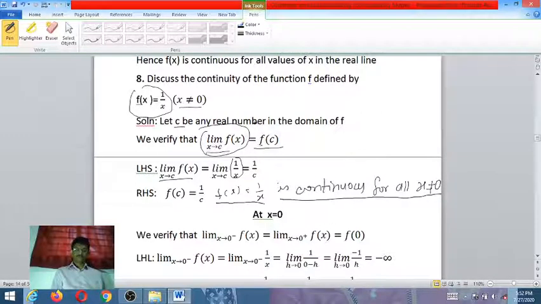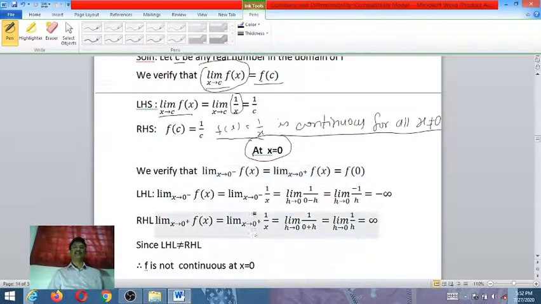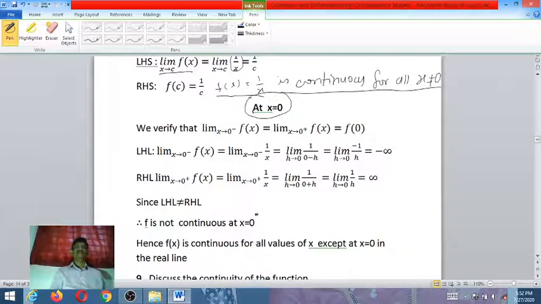Now look at here. We see that at x equals 0, we can verify it. Now let us take the left hand limit and right hand limit at x equals 0. We verify that the limit of f of x as x tends to 0 minus is equal to the limit of f of x as x tends to 0 plus, that is equal to f of 0. Then we say f of x is continuous at x equals 0.